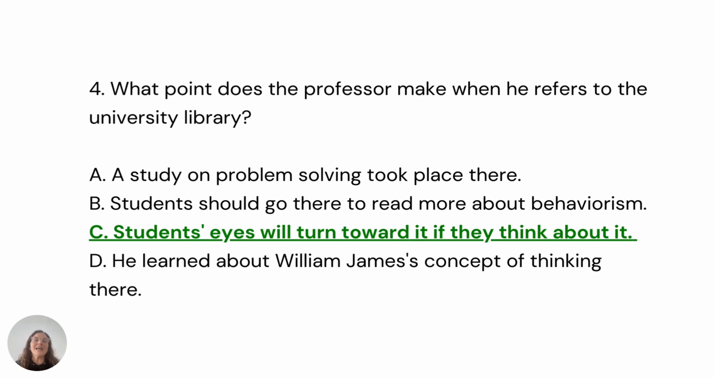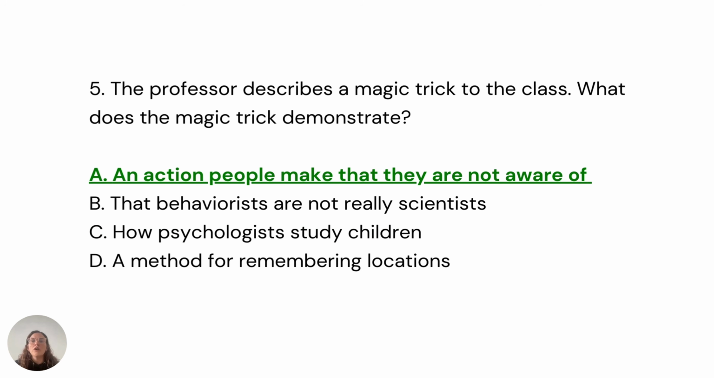Number 4, students' eyes will turn toward it if they think about it. So C is the answer to number 4. This whole lecture and these questions are a really good example of how the details fit the main idea. This is a lecture about muscle activity in relation to thinking. And these details support that main idea. Your eye movement is related to you thinking about it. That was the purpose of mentioning the university library.